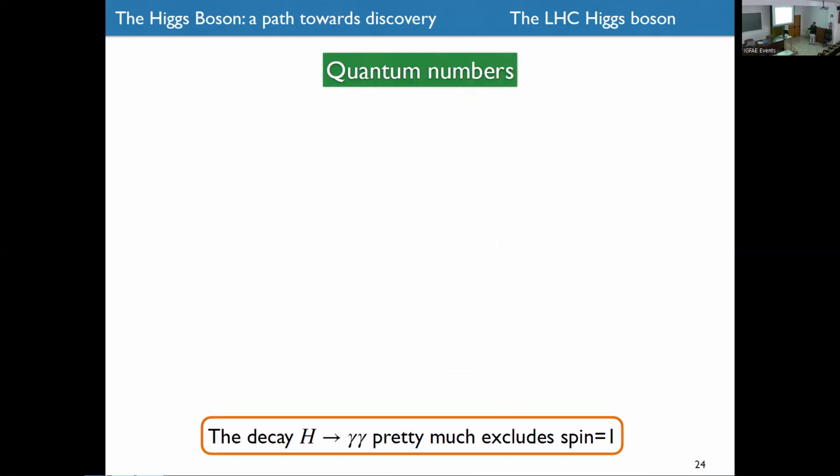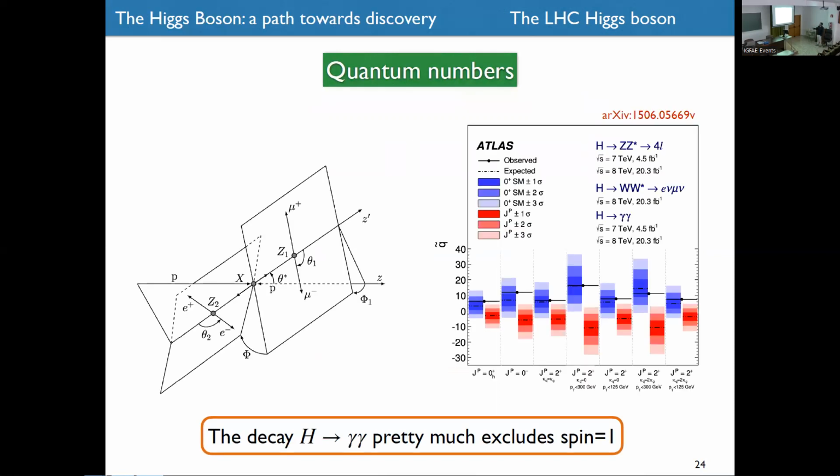So the quantum numbers, well, first of all, we exclude pretty much spin 1 because there is a theorem that says that if a particle decays into photons, it cannot have spin 1. So that's already something. Now, the experimental work is mostly concentrated on the hypothesis that this object is spin 0 with plus or minus parity. Here is a plus and here's a minus sign for the parity. These are different hypotheses for a spin 2 particle, because of course it could be a spin 2 particle.